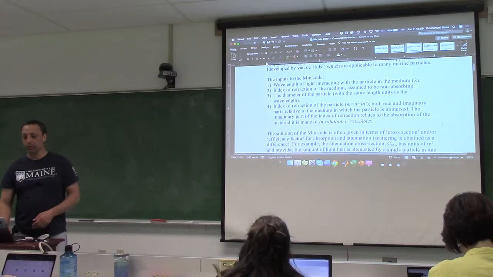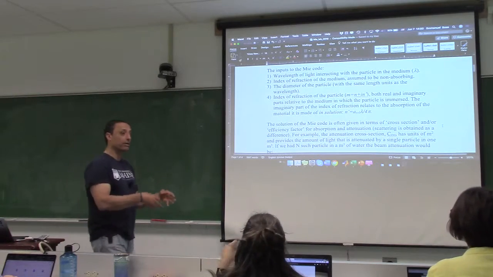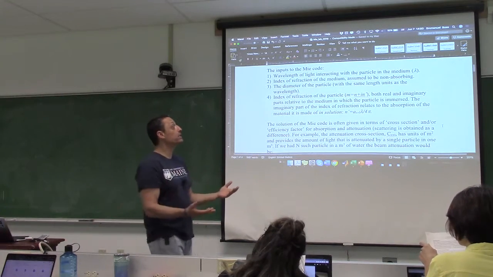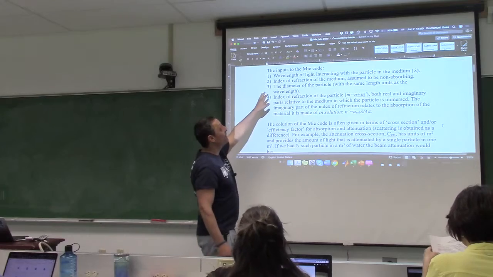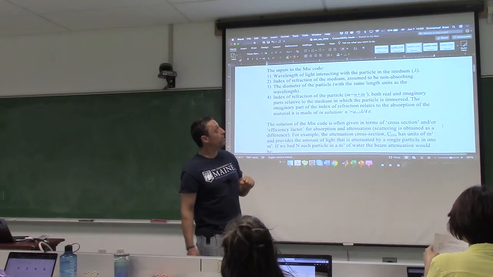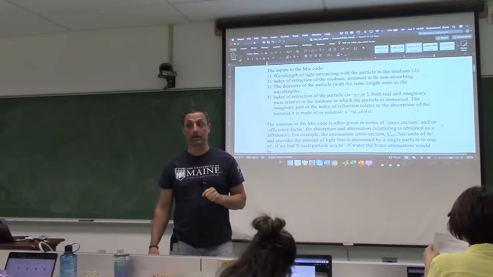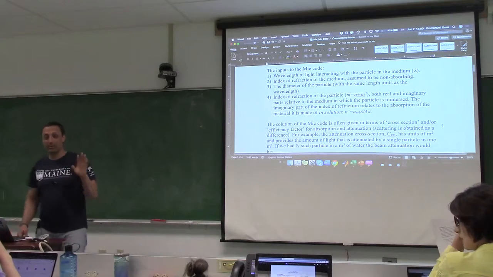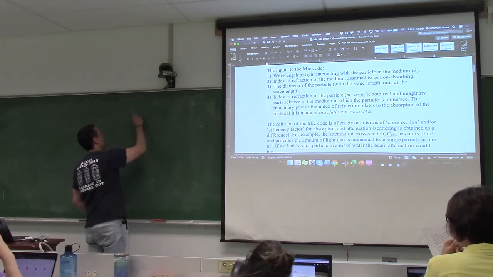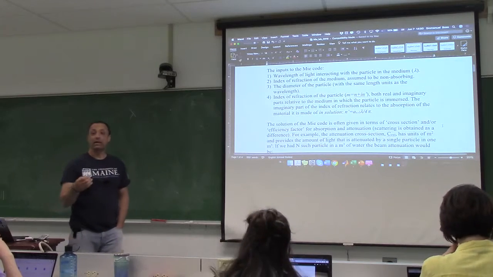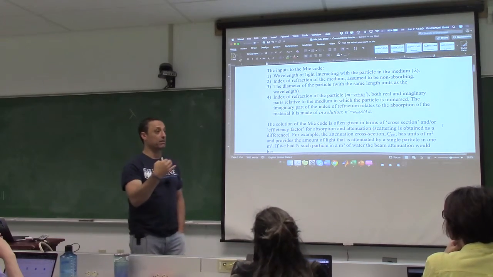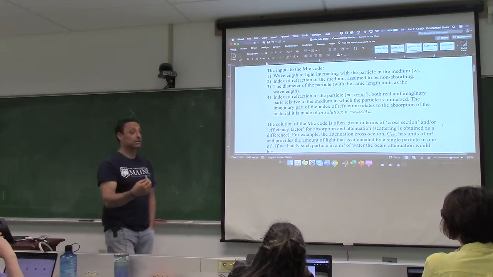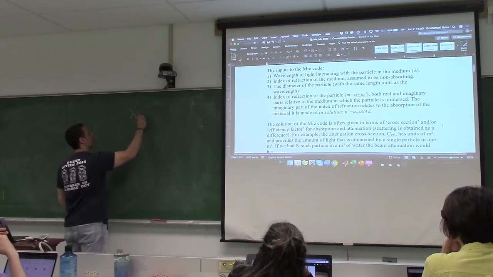So what are the inputs to a Mie code? A Mie code calculates the scattering and absorption properties of a homogeneous sphere. So what do you need to tell it? You need to tell it the wavelength of light interacting with the particle in the medium. So cytoplasm soup. This is the wavelength. Well, one thing at a time. So we start with wavelength. Do you think that the wavelength in the medium is the same as the wavelength in air? It's not. Does anybody know how they're related? If I know the wavelength in air, how do I compute the wavelength in water?